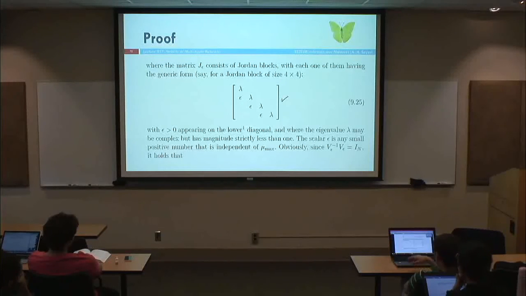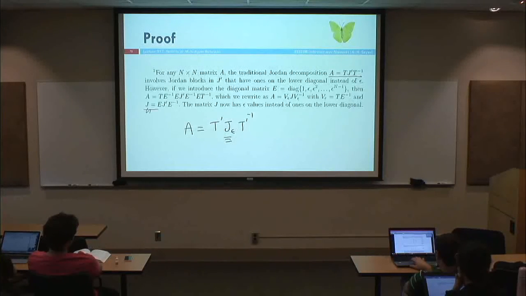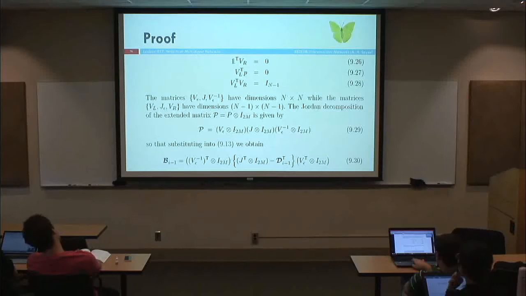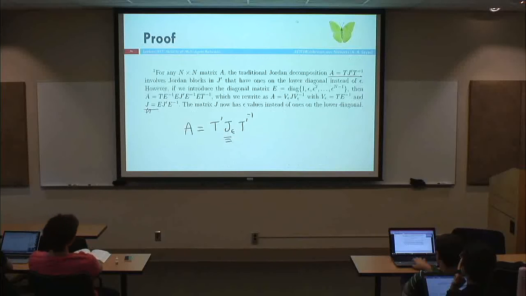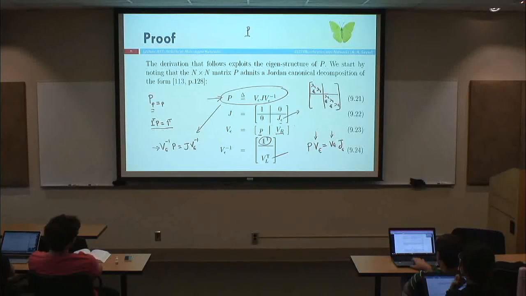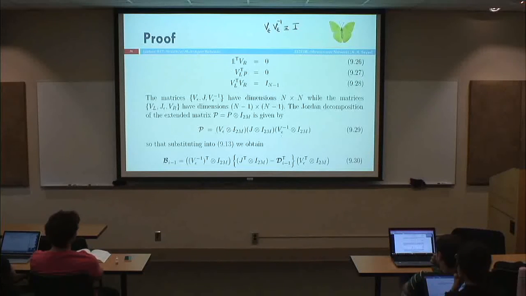Here I'm just explaining to you what I mean by an epsilon Jordan block. Now, just because V epsilon times its inverse is identity, right? You see V epsilon is PVR, and V epsilon inverse is the row vector 1 with VL underneath. If you multiply them together, you will get some equalities, right? Okay, so I'm just listing them here. Fine? Understood?